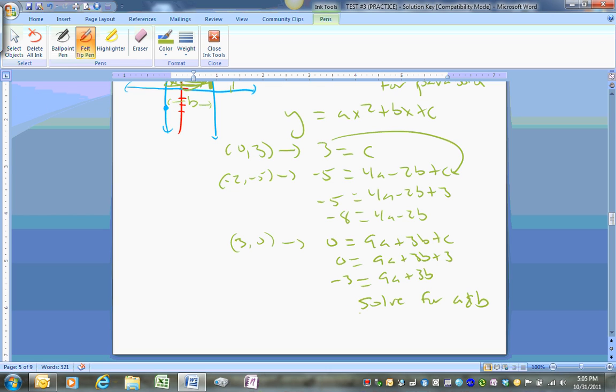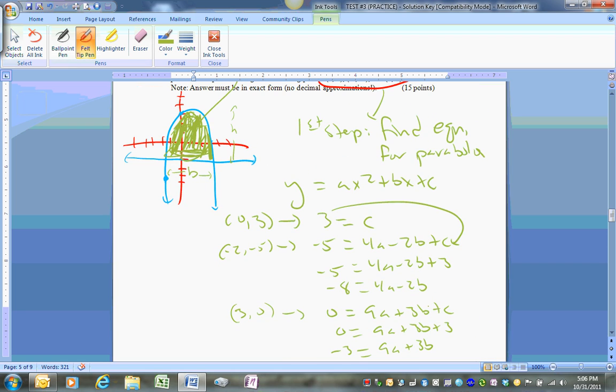So I kind of ran out of space here, so I'm just going to use a program on my calculator right now. Let's see what the trusted calculator says. 4, -2, -8, 9, 3, -3. Nice. A is -1, and b equals 2. Let me make that a little bit cleaner. Huh. It does not want to erase. There we go.